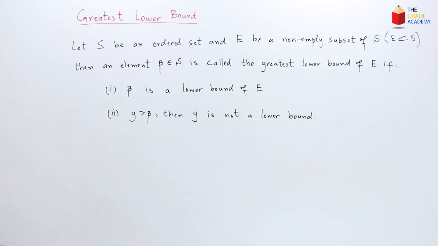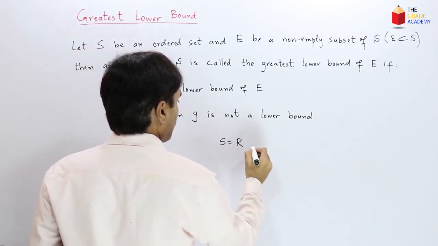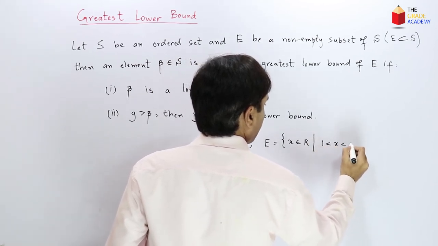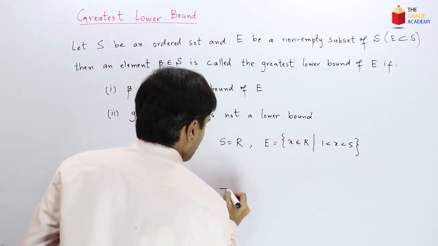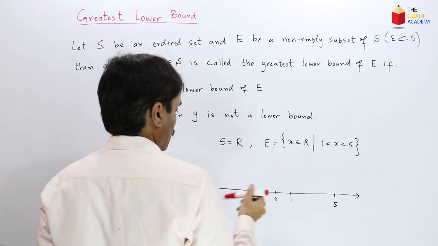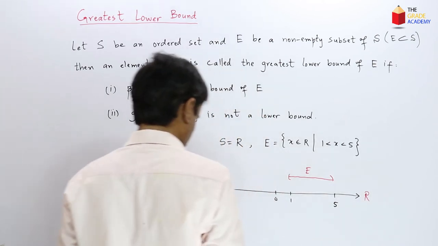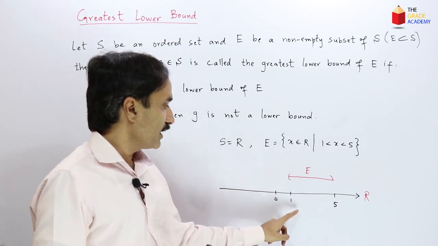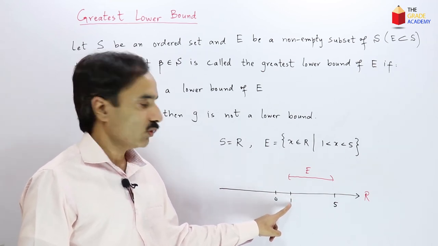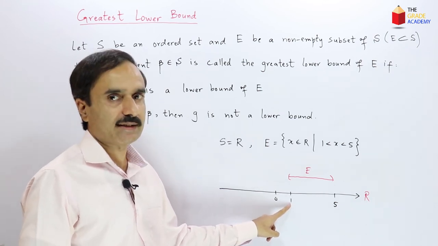So let us explain this with the help of an example again. So we take the same example. We take S, the set of real numbers, and its subset E to be the set of all real numbers between 1 and 5. So this is 0, this is 1 and 5. So this is E, this is R. Now you can see that in the set E, all the numbers less than or equal to 1 are lower bounds for the set E, but 1 is the greatest of all the lower bounds. So 1 is the greatest lower bound.